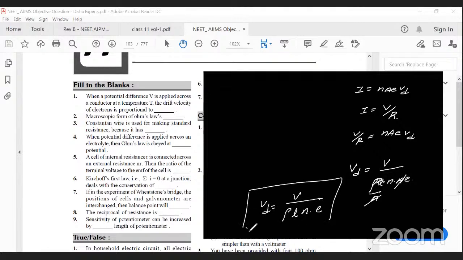Suppose you have the resistance, that doesn't matter, no issues. This is the relation based on resistance, and this is the relation based on resistivity. Okay, this is your first one. Let's take the next.